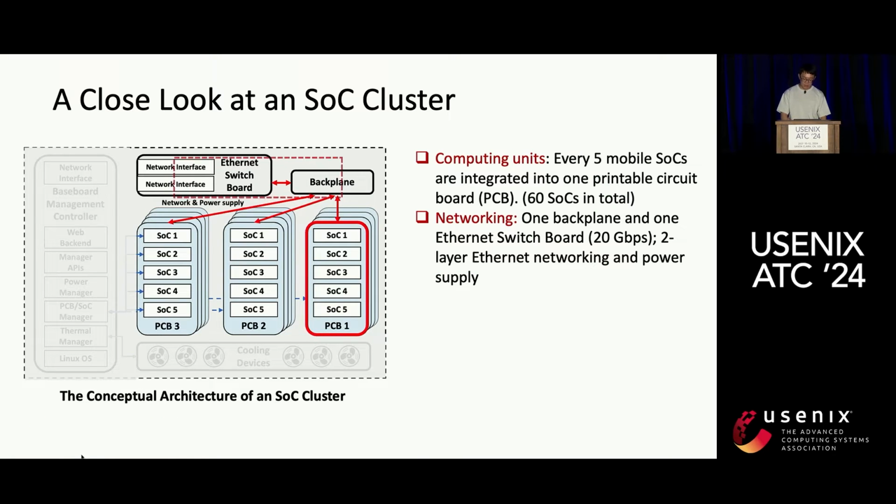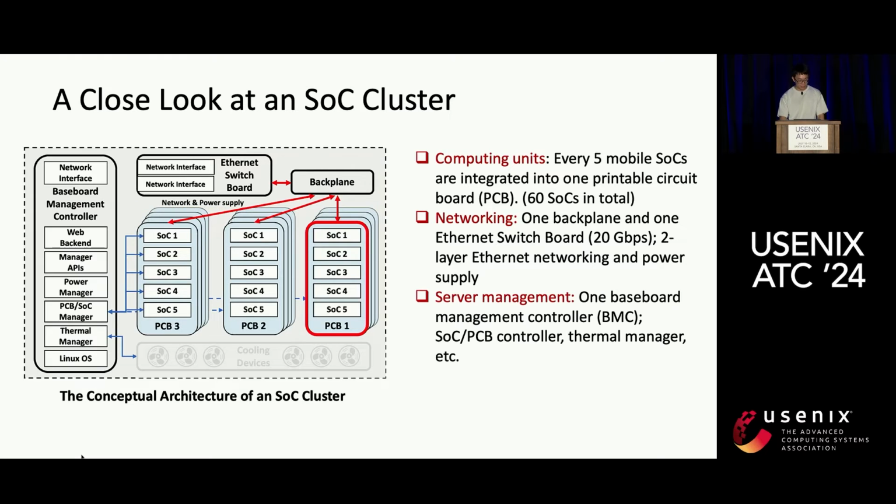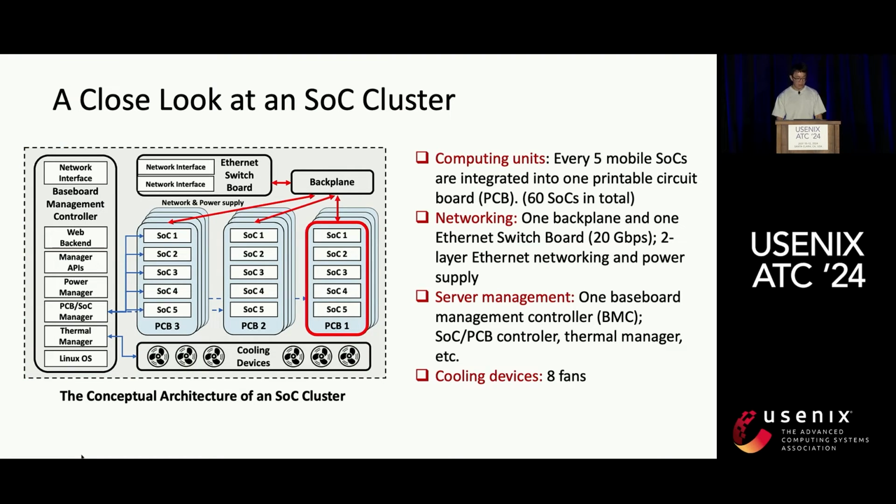And the next is the networking unit. The networking unit is one backplane to connect all the PCB boards and all the SoCs to a 20 gigabit Ethernet switchboard. And the next is a baseboard management controller, and it can provide the SoC PHB control and the thermal management inside the server. The last is the cooling devices. As in most servers, cooling devices can make these mobile processors unleash their full performance, unlike when they are operating in user smartphones.